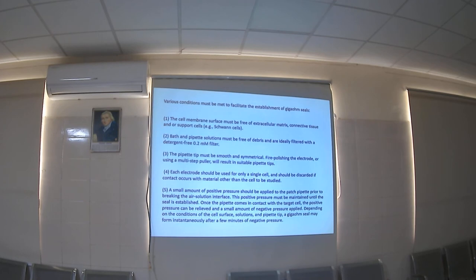And the last point is that a small amount of positive pressure should be applied to the patch pipette prior to breaking the air-solution interface. This positive pressure must be maintained until the seal is established. Once the pipette comes in contact with the target cell, the positive pressure can be relieved and a small amount of negative pressure applied. Depending on the condition of the cell surface and solution, the pipette tip gigaohm seal may form instantly or after a few minutes of negative pressure. Because these are technicalities you will encounter when you do the experiment.